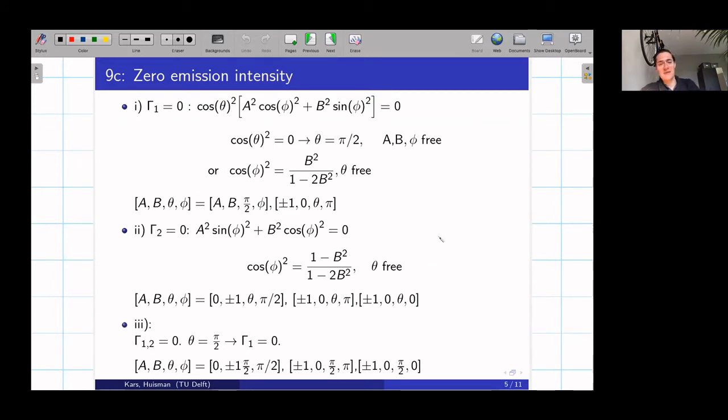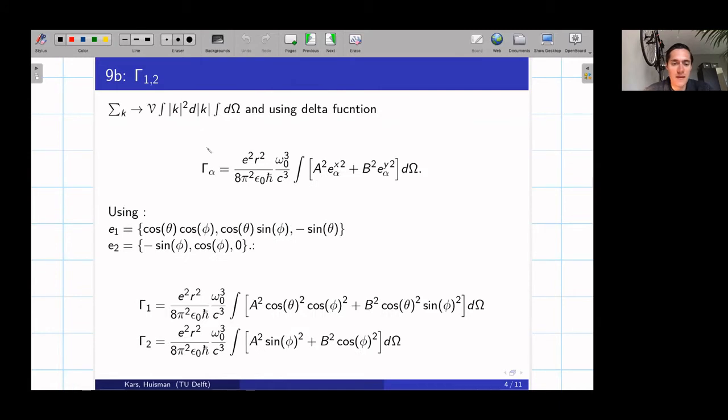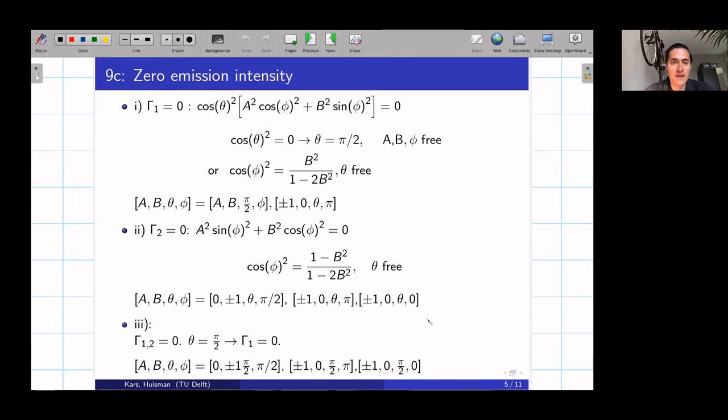Then in question C, we're asked to calculate where this emission intensity is 0 for different polarization directions. So let's look at polarization direction 1 and see when that is 0. That means that this thing here must be 0. So we can take out this cosine theta squared. I can set it to 0, and then I see that theta can be pi divided by 2, and a, b, and phi are free to choose.